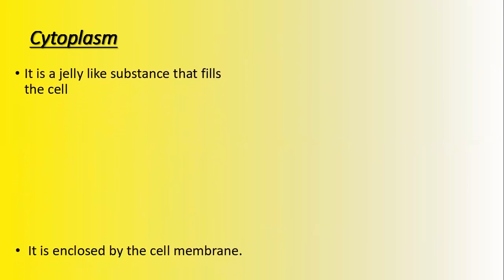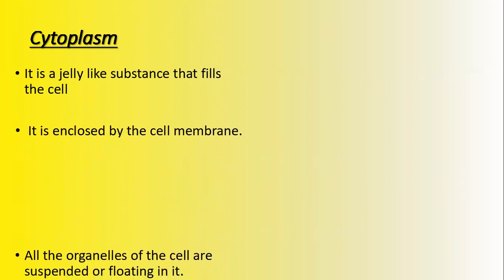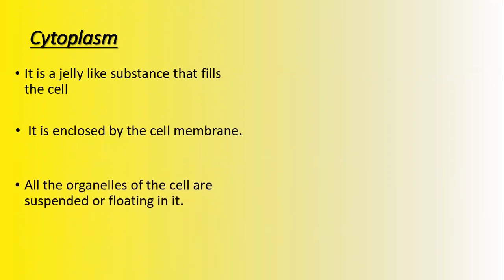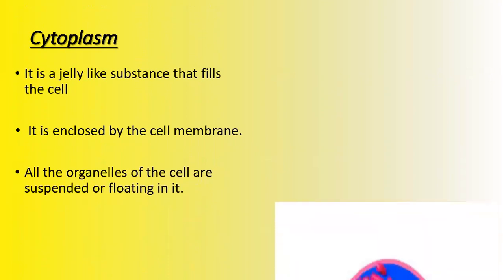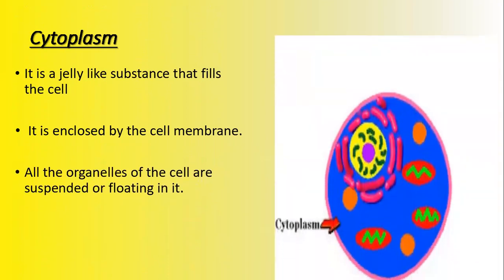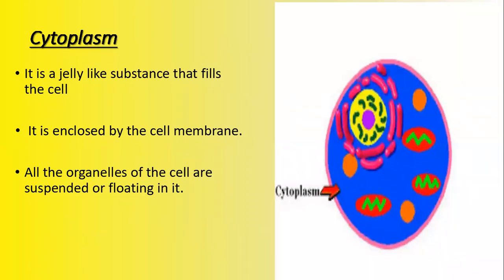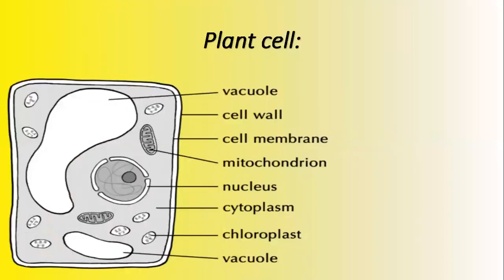Cytoplasm. It is a jelly-like substance that fills the cell. It is enclosed by the cell membrane. All the organelles of the cells are suspended or floating in it. This is the diagram of cytoplasm. So again, this is the plant cell.